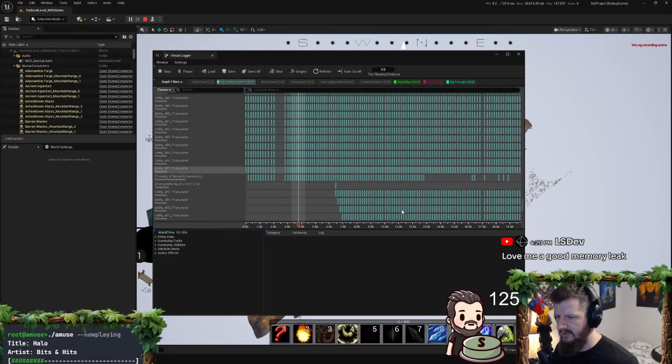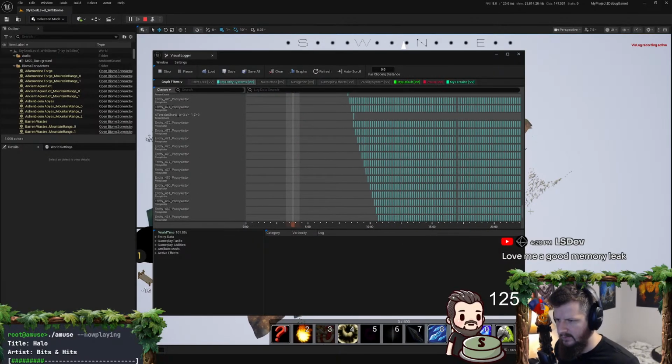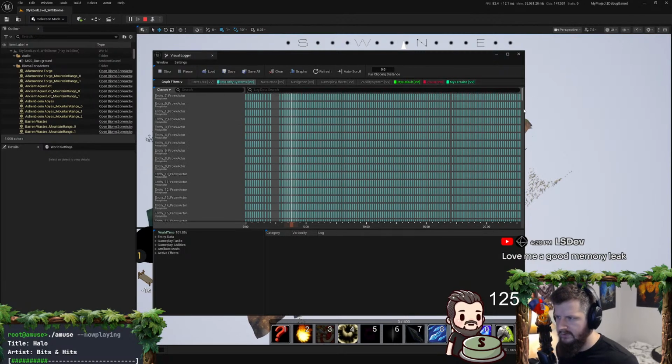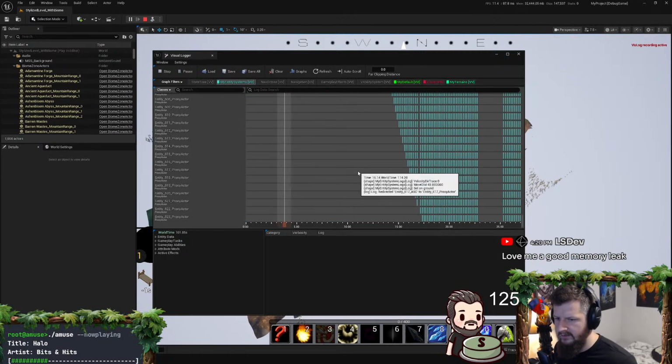Love me a good memory leak. I mean, I don't know that it's necessarily a memory leak. I think it's just how Unreal Engine works. It just takes up as much memory as it can.